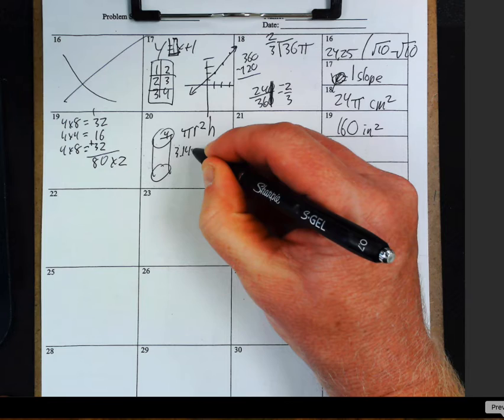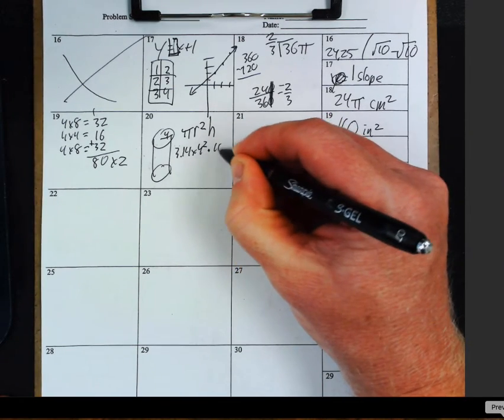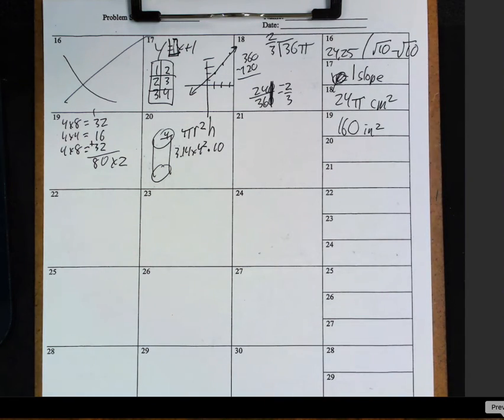3.14 times 4 squared times 10. Good. Now do the math that we can. 4 squared? 16. I'm sorry, I have to sneeze. Oh man, it's killing me. 16 times 10?